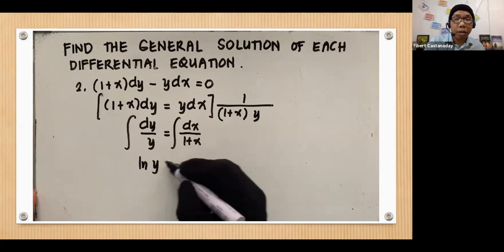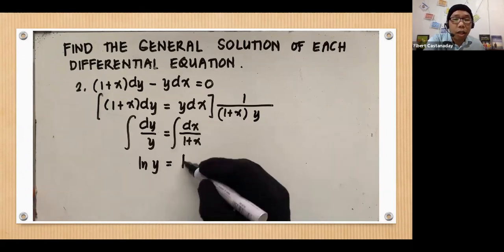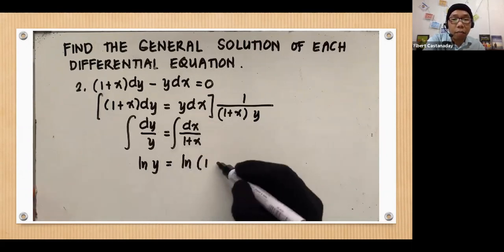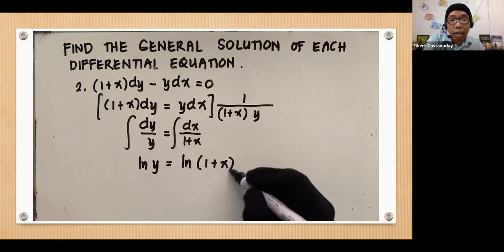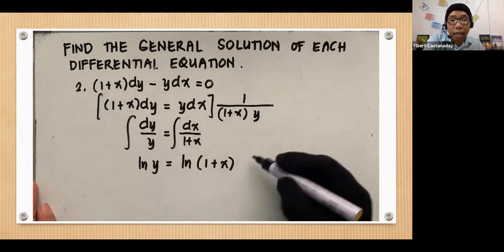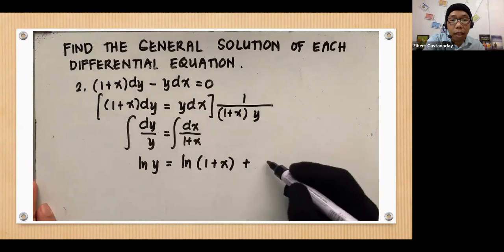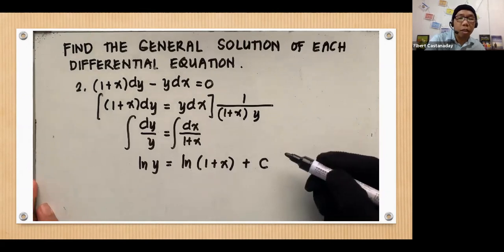Now, if you remember this formula, the integral of du over u is ln of u. So this is logarithmic. So ln of y, and the same for the right-hand side, ln of 1 + x. Of course, we put plus c.